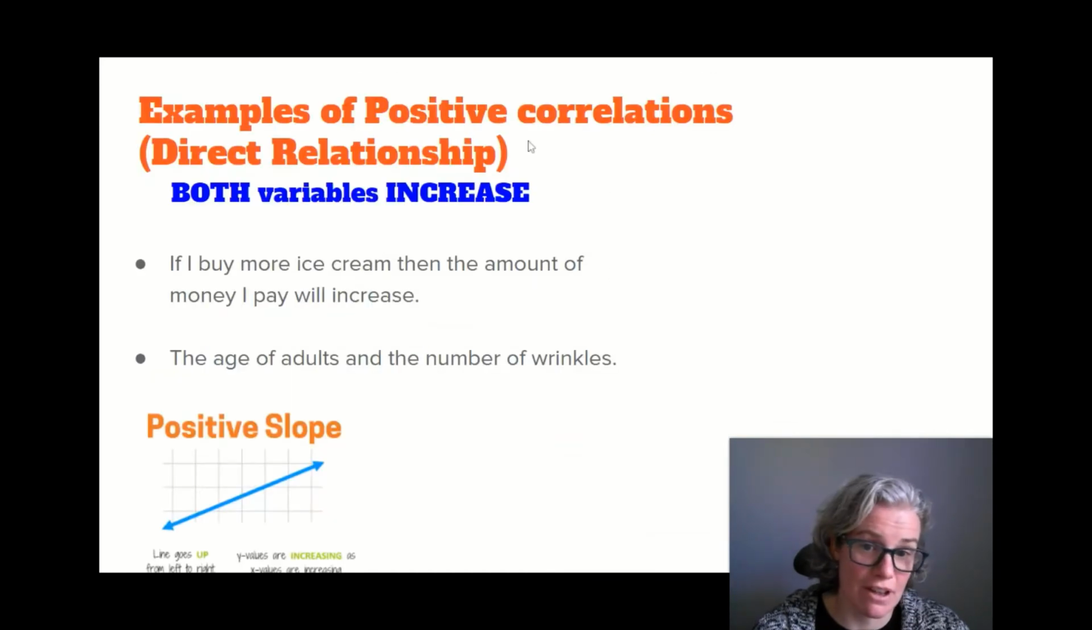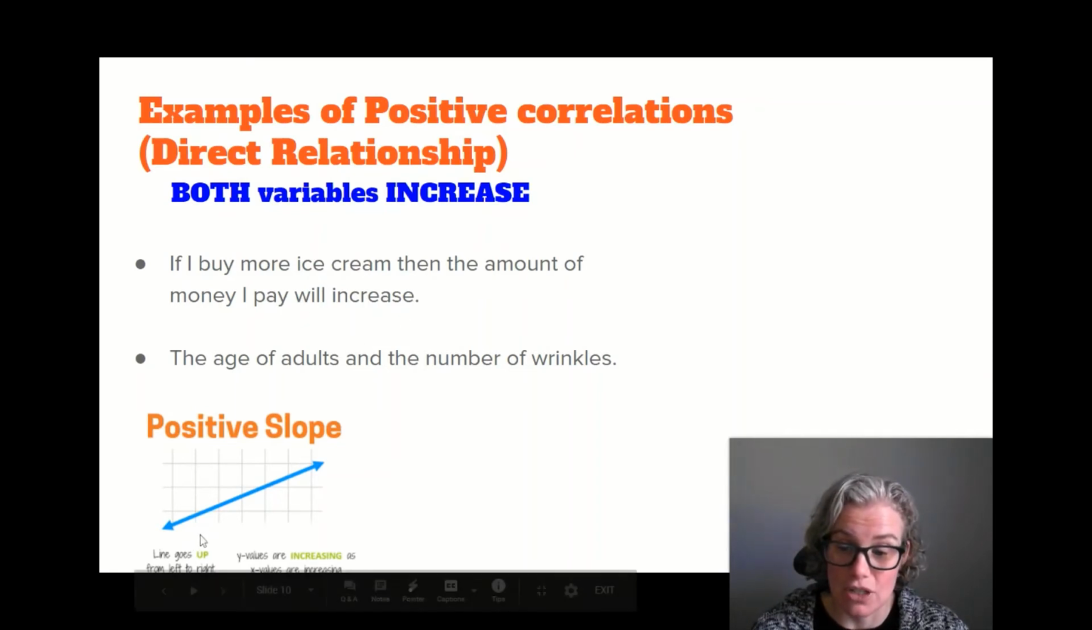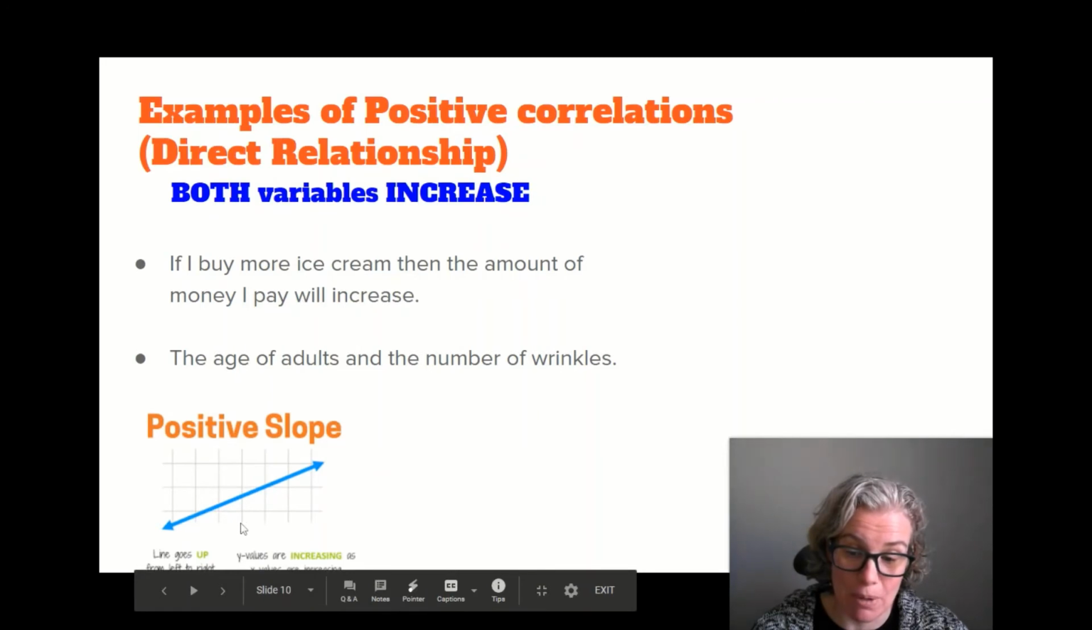Here are some examples of positive correlations, sometimes called a direct relationship. If I buy more ice cream, then the amount of money I pay will increase. For each gallon of ice cream I buy, here's 1 gallon, 2 gallons, 3 gallons of ice cream, I'm going to pay more. If they cost $2 a gallon, $2 I will pay, $4 I will pay, $6 I will pay. So both things increase.